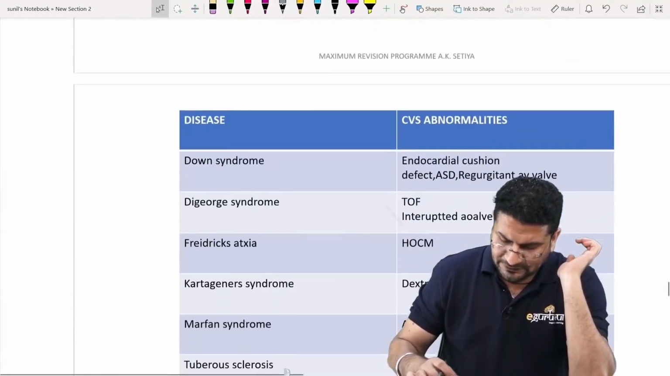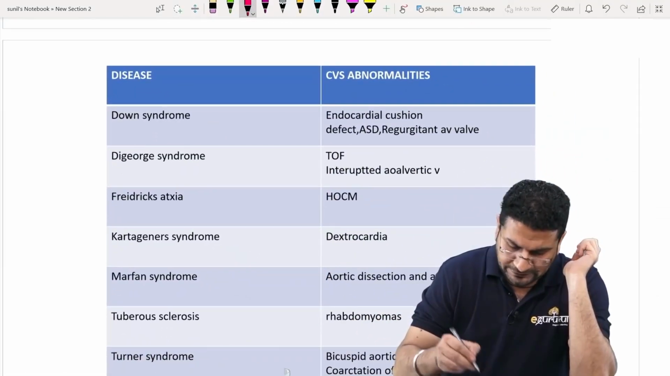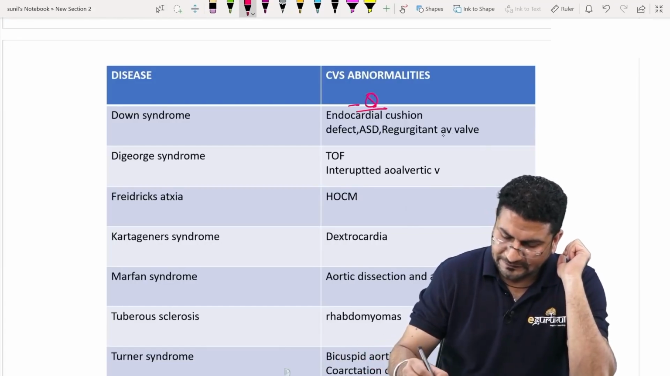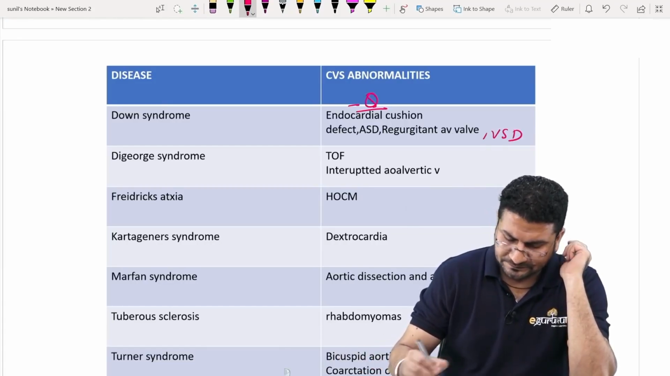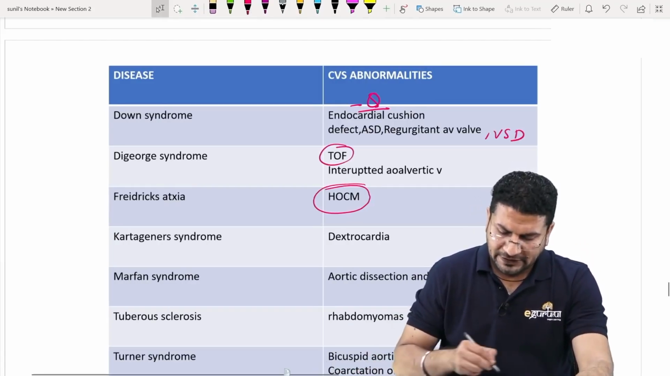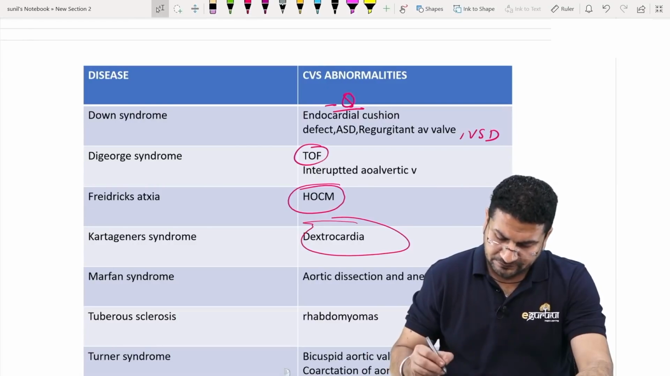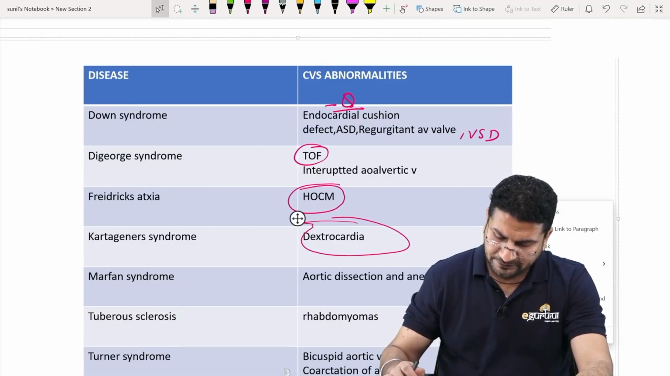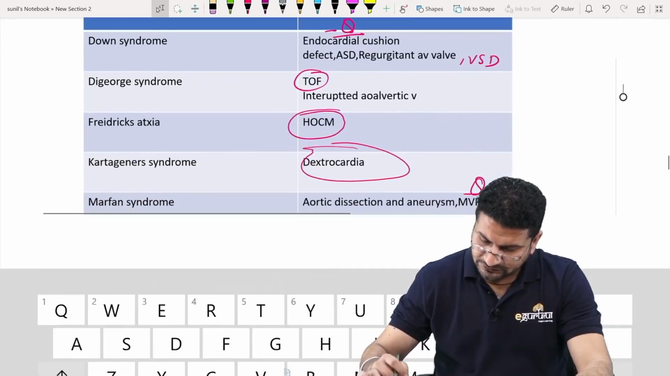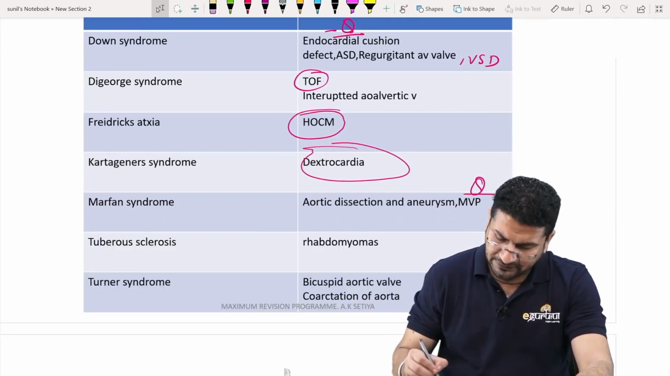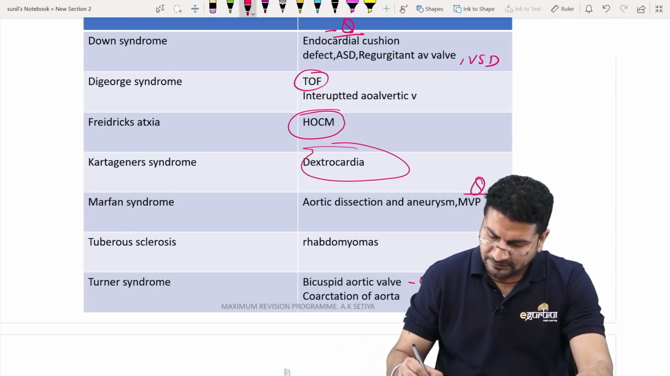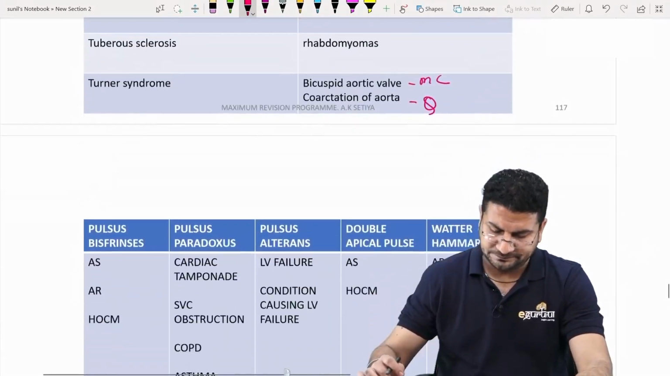Okay, some cardiology review, then we will finish the discussion. If I say Down syndrome, the most common cardiac defect is endocardial cushion defect, but in exam generally they ask question on VSD. In DiGeorge syndrome you will see tetralogy of Fallot, Friedreich's ataxia, HOCM, Kartagener, dextrocardia, Marfan you will see mitral valve prolapse. Then there are some questions that they ask in exam from Turner syndrome. Remember, most common is bicuspid aortic valve, but in MCQ they ask coarctation of aorta.